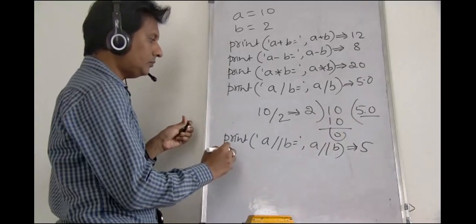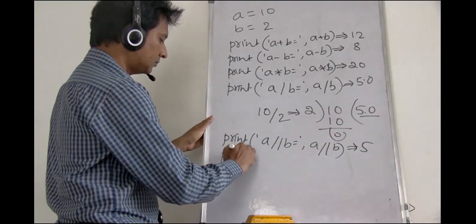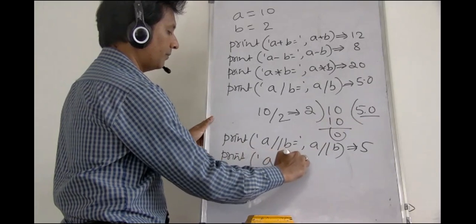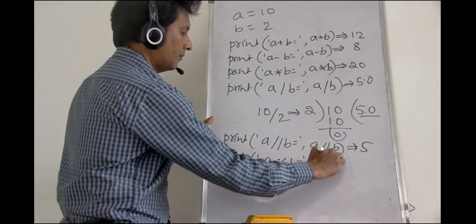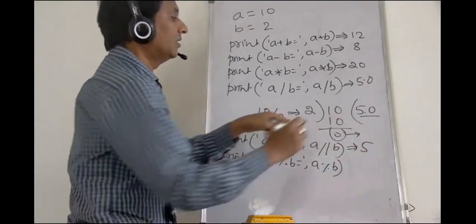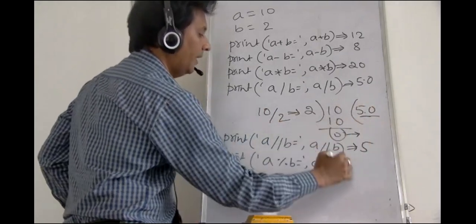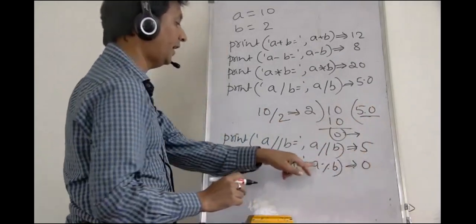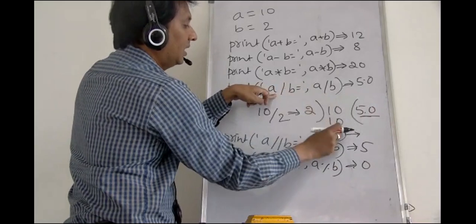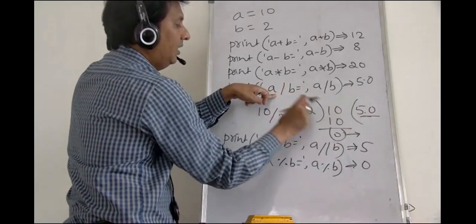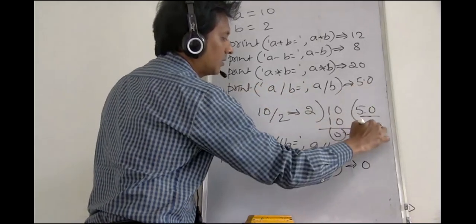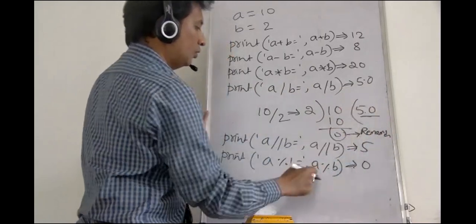Next, print a modulus b. What does a modulus b mean? Remainder. This is the quotient, this is the remainder. So the remainder is 0. If you write only division, we will get the quotient value. If you want to take the remainder, you have to write the percent symbol. Remainder only we will get. So 0.